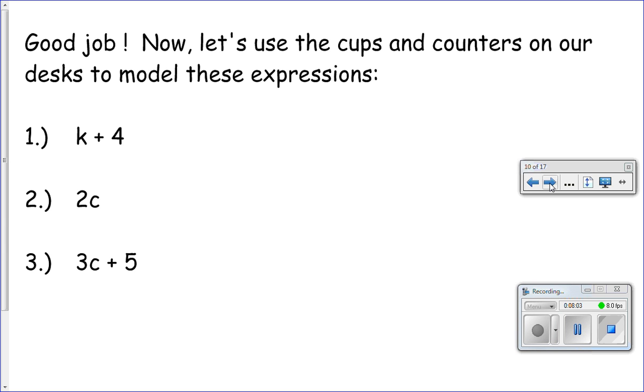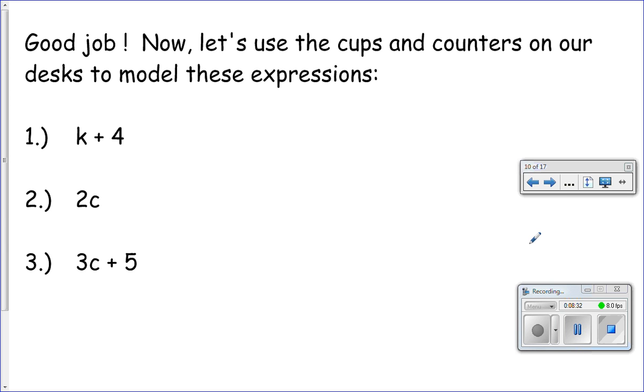Now, this part we'll need to go over in class tomorrow. Okay, I'm looking at bringing in cups and counters for you to use so that you can model these equations, or sorry, not equations, expressions. I've got to be very careful about that. These are expressions. There's a reason why they're called expressions. Okay?